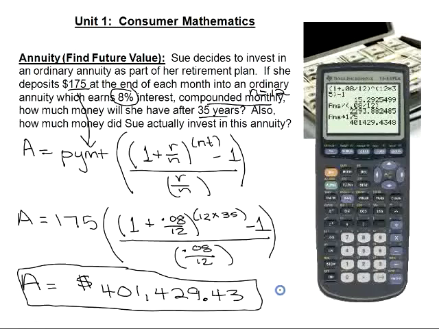So if she makes a $175 a month payment into an ordinary annuity, which is getting 8% interest compounded monthly, and she does this for 35 years, Sue will have over $400,000 at the end of this investment. Now the follow-up question was, how much money did Sue actually invest in this annuity?